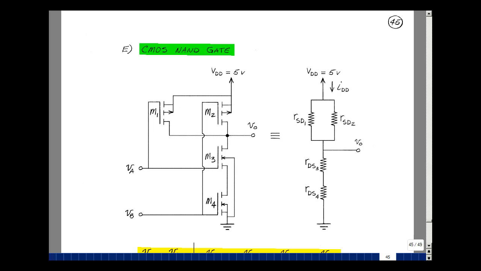This lesson deals with a CMOS NAND gate. You can find these notes in the ECE302 ebook in Chapter 4 on page 45. Take a look at what's called a CMOS NAND gate, where I've got this configuration of MOSFETs.